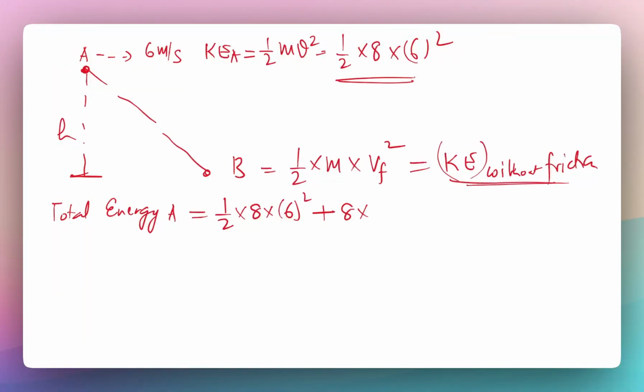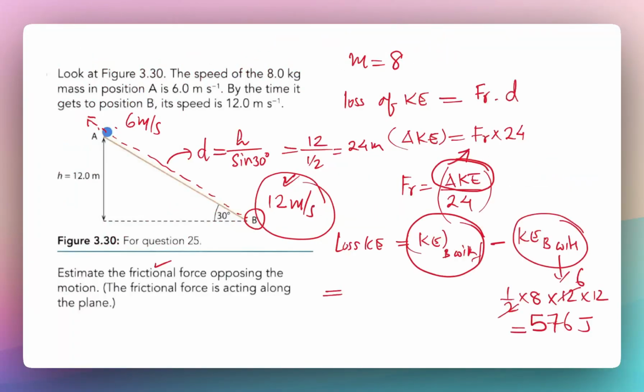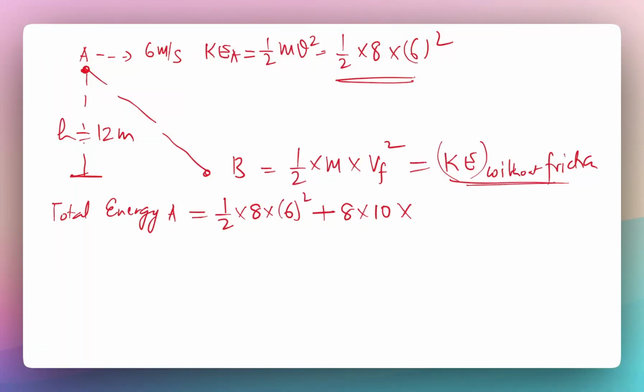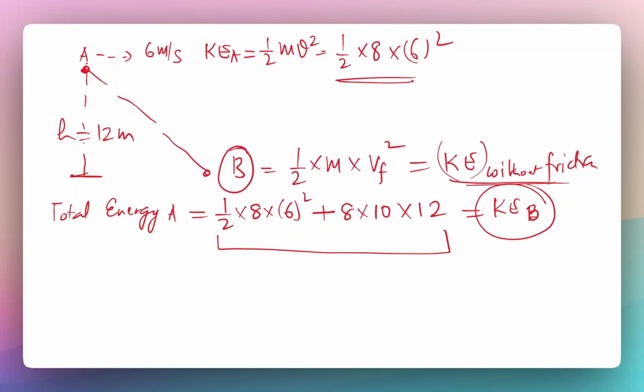That's going to be 8 into g. Let's put the value of g equal to 10, and h equal to 12 meters. Okay, so this height is 12 meters, so we can put it there, right? So this is the total energy at A, and by virtue of energy conservation, where we have assumed there is no friction, it will also be equal to kinetic energy at B. Okay, so we can directly compute the kinetic energy at B without friction by solving this one. Okay, so let's do that.